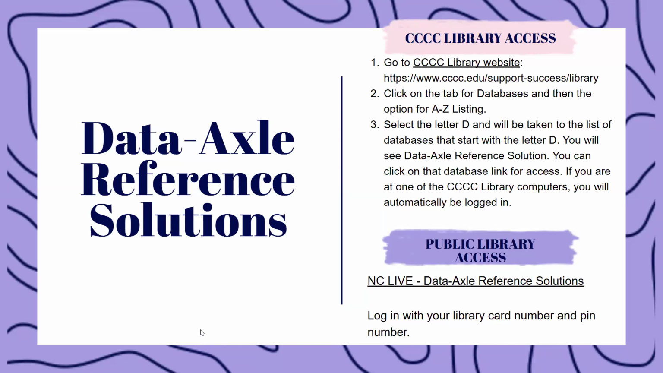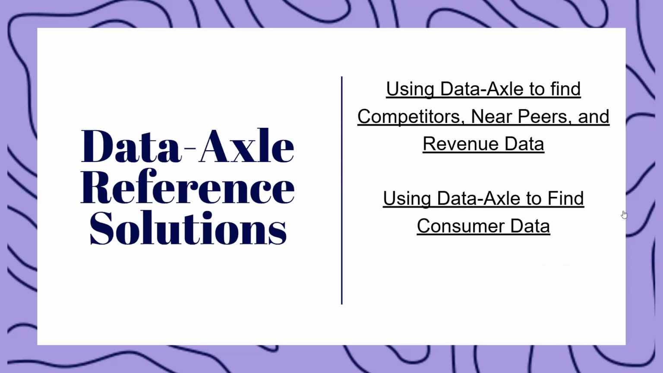Now for today, because it's easier for me, I'm going to go through the CCCC library, but that's just because it's easiest for me. You have access to all of these materials at the public library. So the two things we're really going to do today are using Data Axle to find competitors, near peers, and revenue data, and then using Data Axle to find consumer data.